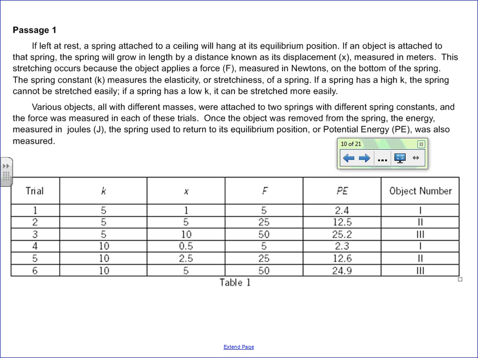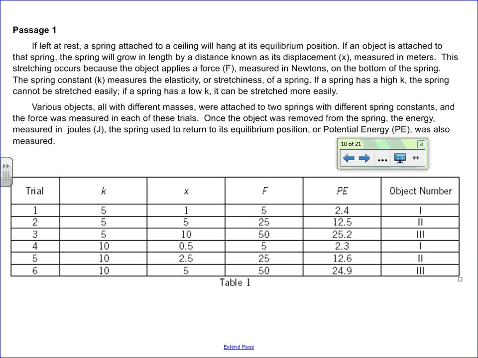All right, so in this case, passage 1 says, if left at rest, a spring attached to a ceiling will hang at its equilibrium position. If an object is attached to that spring, the spring will grow in length by a distance known as its displacement, x, measured in meters. The stretching occurs because the object applies force, F, measured in newtons, on the bottom of the spring. The spring constant K measures the elasticity, or what is known as the stretchiness of the spring. If the spring has a high K, the spring cannot be stretched easily. If it's got a low K, it can be stretched more easily.